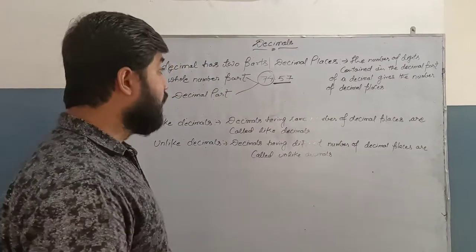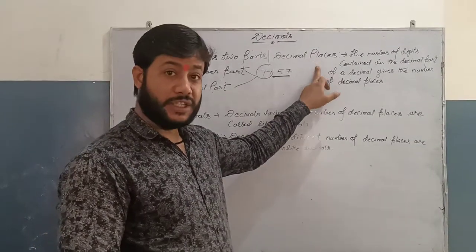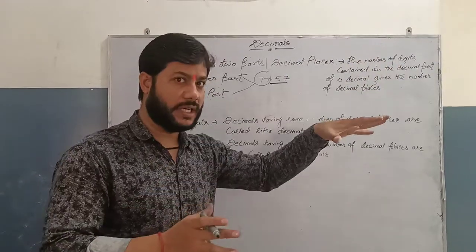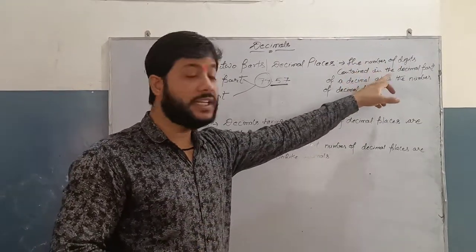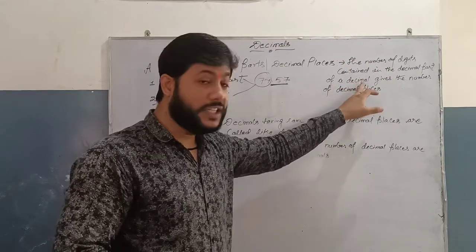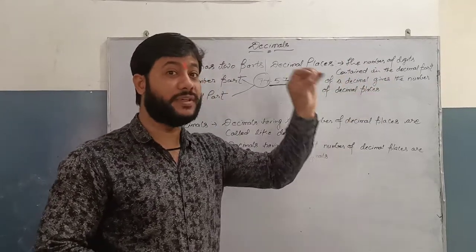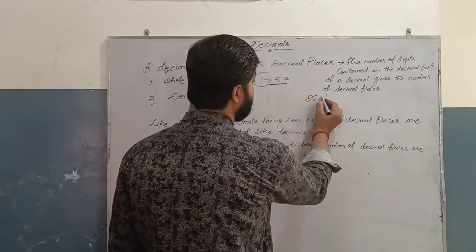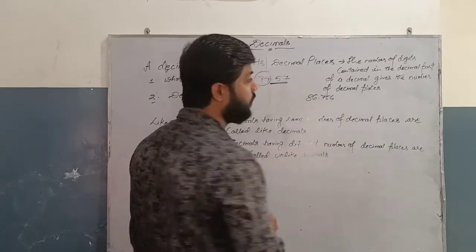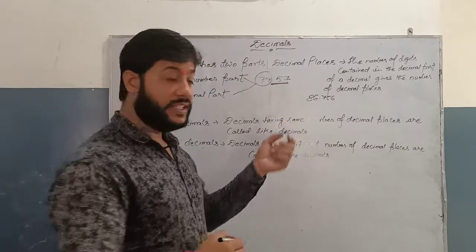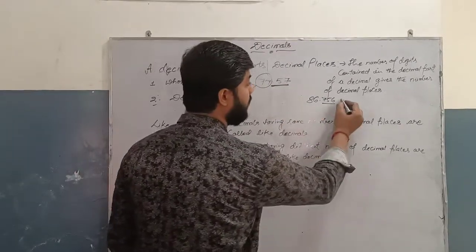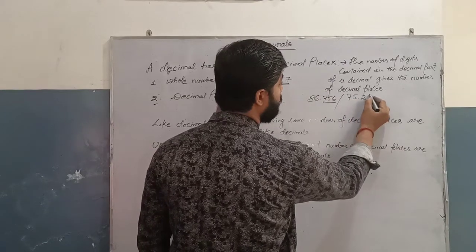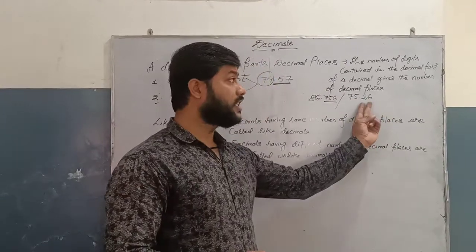Now decimal places. Decimal places means the number of digits contained in the decimal part. The number of digits contained in the decimal part of a decimal gives the number of decimal places. Like 86.756. What is the number of decimal places here? 3. Now some more examples: 75.26. So here there are 2 decimal places.